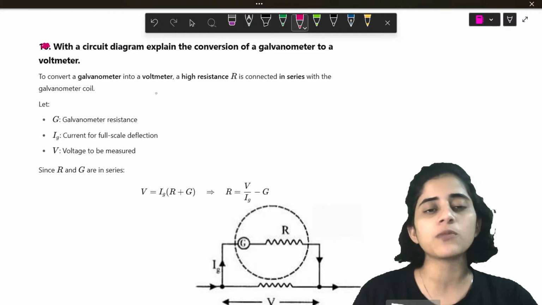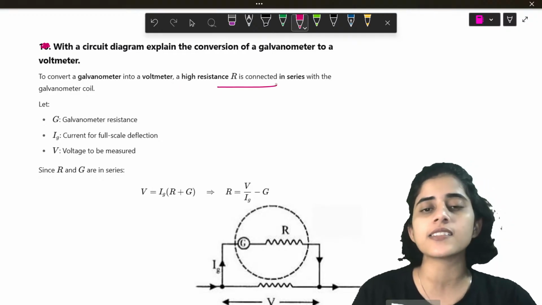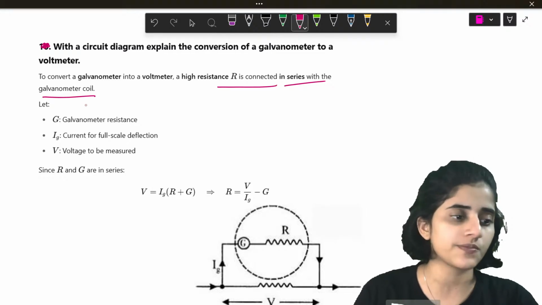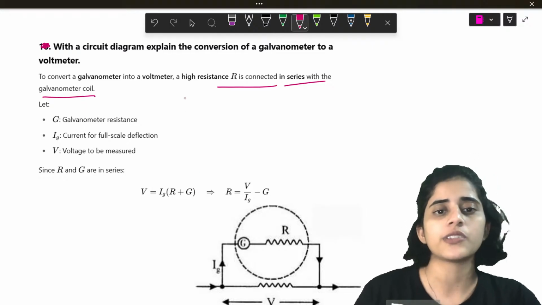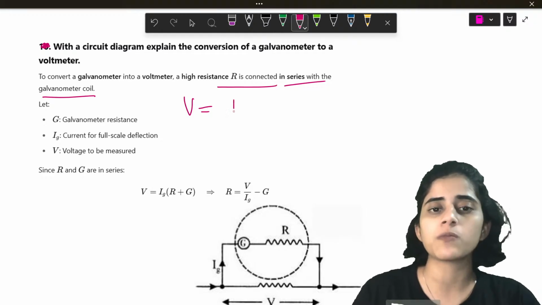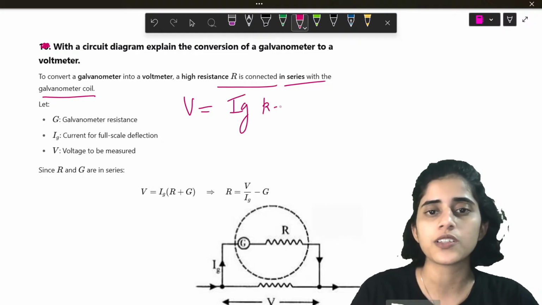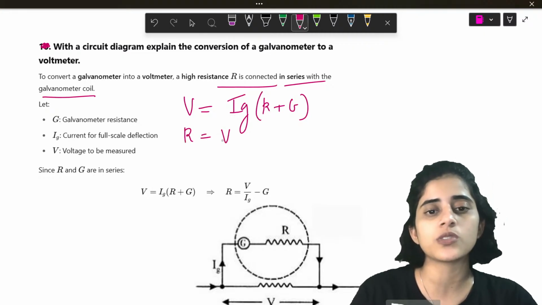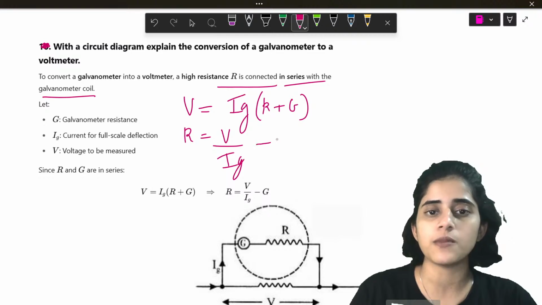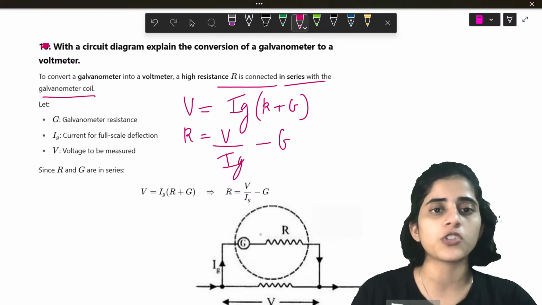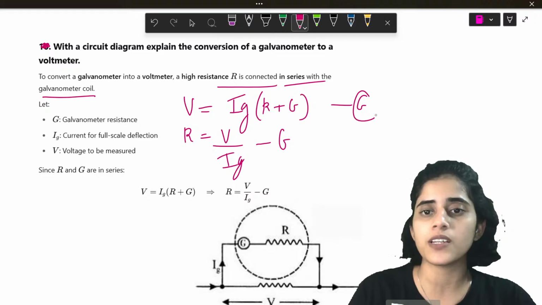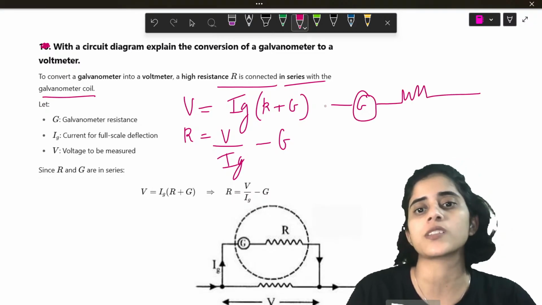Write a circuit diagram explaining the conversion of a galvanometer to a voltmeter. To convert a galvanometer into a voltmeter, a high resistance R is connected in series with the galvanometer coil. So how do you convert it? V would be Ig into R plus G. Now what is R going to be equal to? V by Ig minus G. So what you're doing, you are connecting a high resistance in series. If this is your galvanometer, you just connect a high resistance to it. That's all.